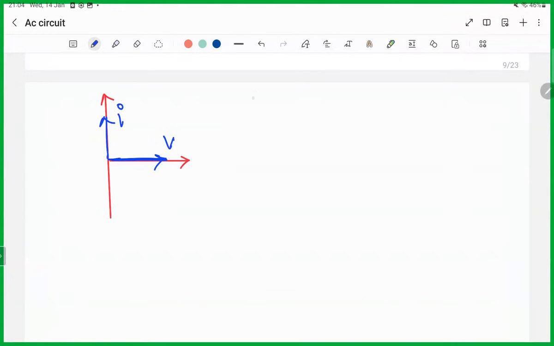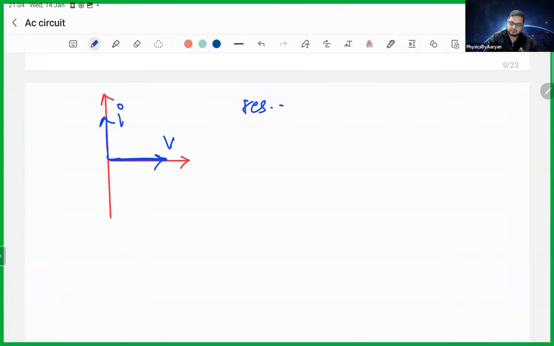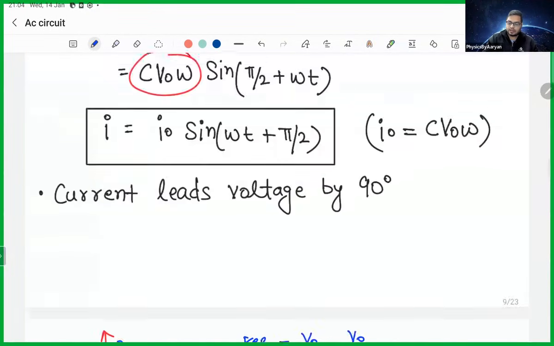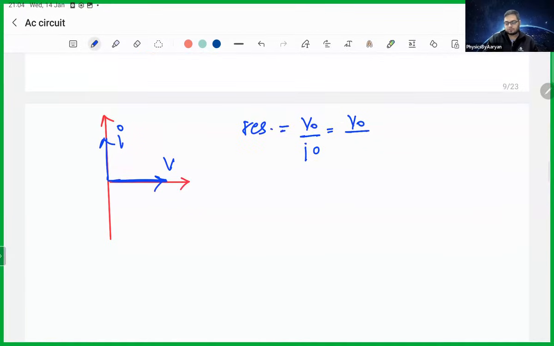So what should be my resistance? Resistance is given by V naught by I naught. V naught is V naught and I naught is C V naught omega. So I get 1 by omega C.